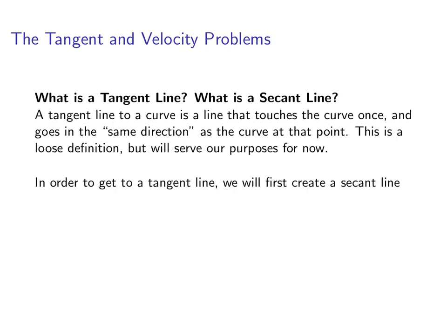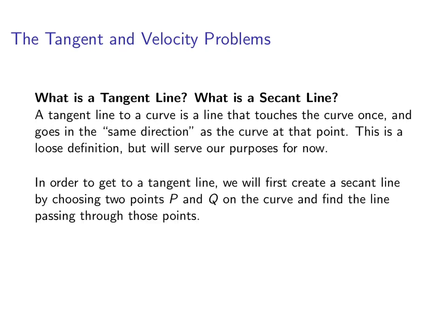This is a very loose definition, but it'll do for now. Now, in order to get a tangent line, we're first going to create what's called a secant line. We'll do that by choosing 2 points, P and Q, that are on the curve, and then we'll find the line that passes between those 2 points. And often what we really want to do is find an equation of that line.